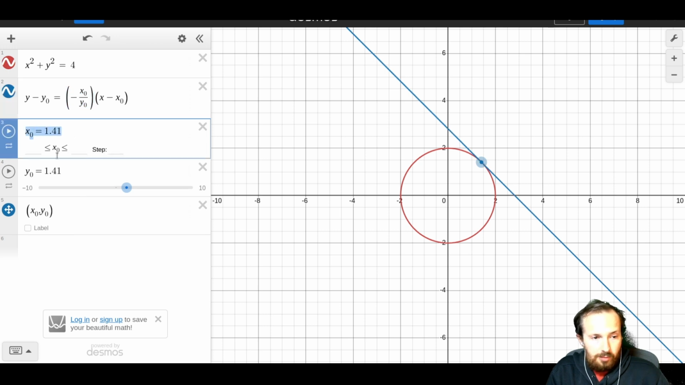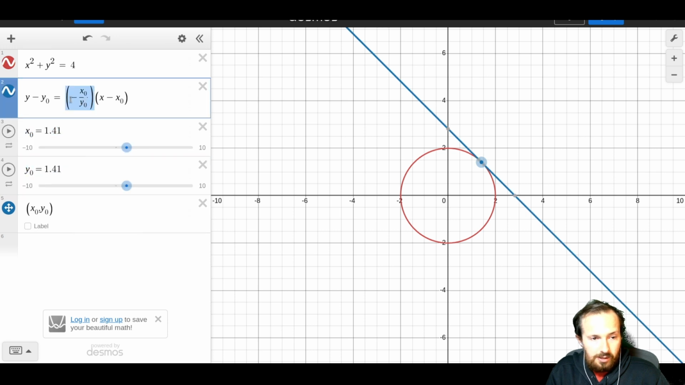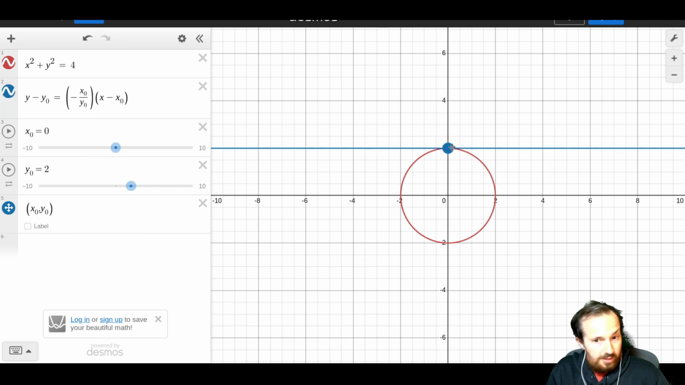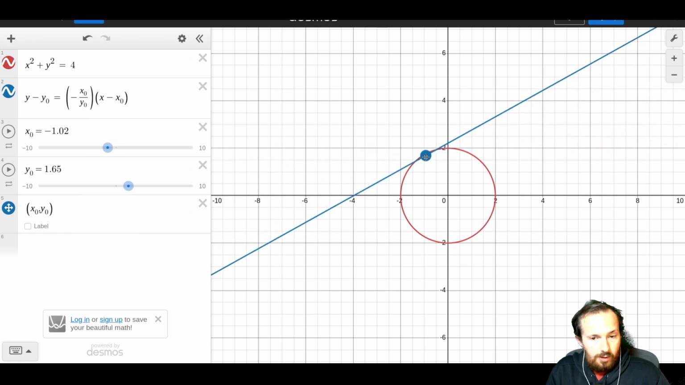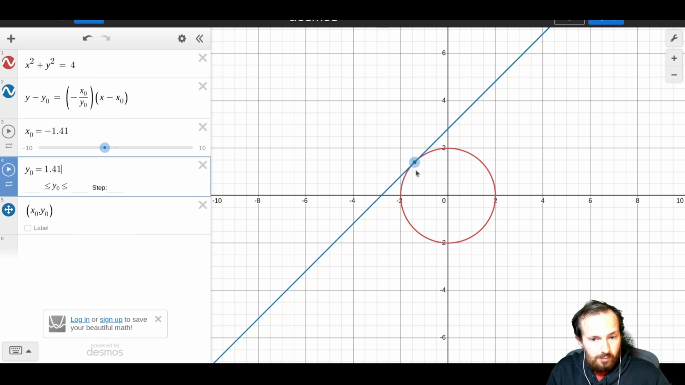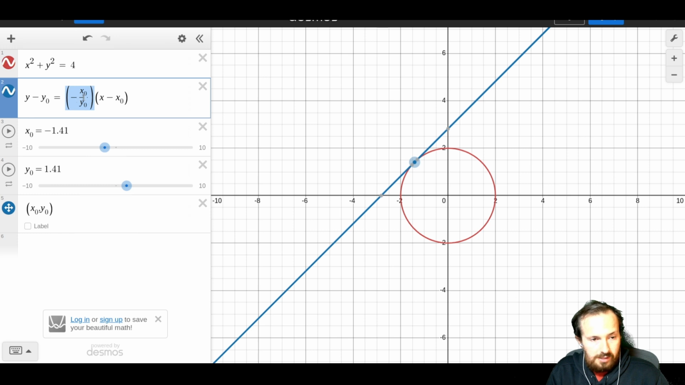So for example, if x and y are the same thing and I plug them in here, hopefully it makes sense that I get a slope of negative 1, which is what you can see right here. That is the slope of the tangent line at that point. Whereas if I went over to 0, 2, if I plug it in here, I would get a slope of 0, which I do, and that's also right. And then what if I went to negative 1.41, positive 1.41? Well, if I plug those x and y values into this equation, I get a slope of positive 1, which again is also believable.